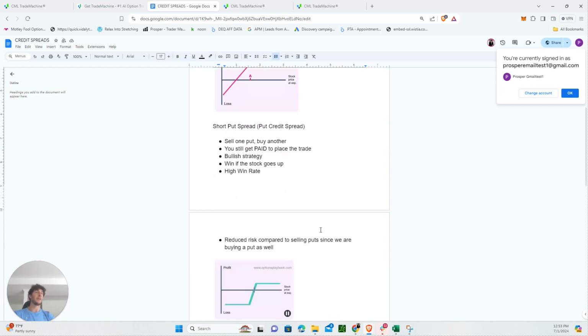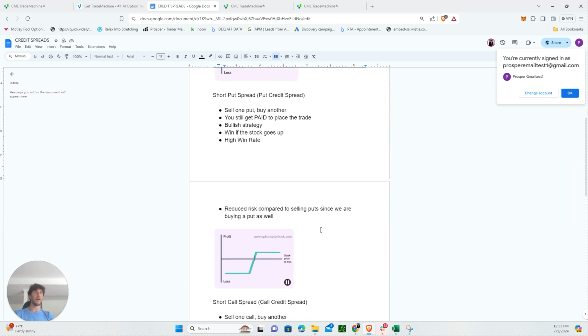Now, credit spreads are along the same lines, but basically what you're doing is hedging yourself by buying an option at the same time. Specifically, the one we're going to focus on today is a short put spread, which is also called a put credit spread. That means you're selling one put and buying another, and you're still getting paid to place that trade. Also still a bullish strategy.